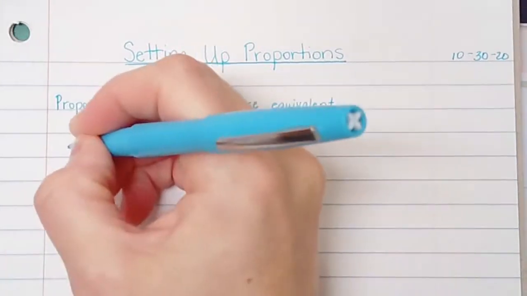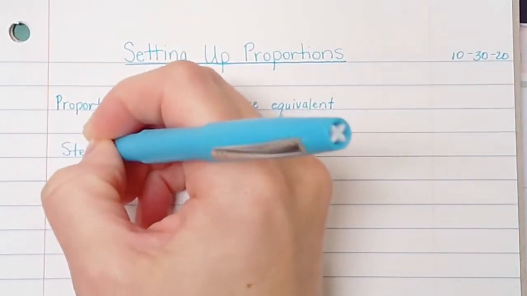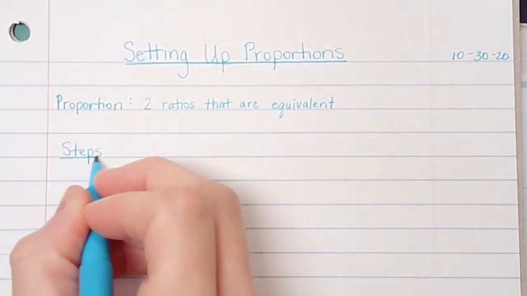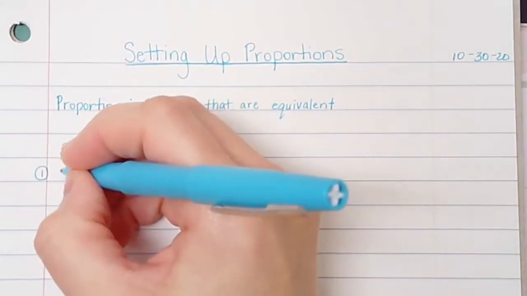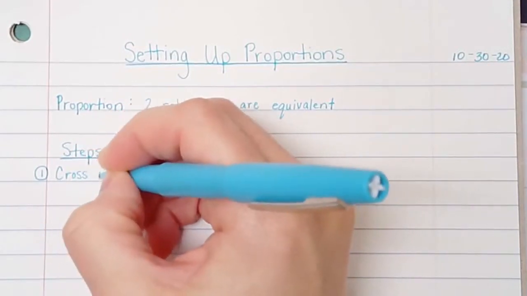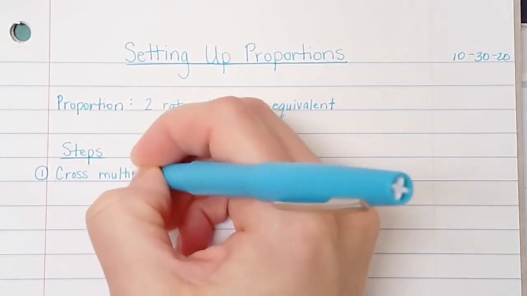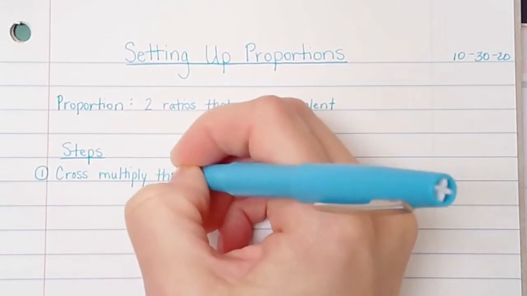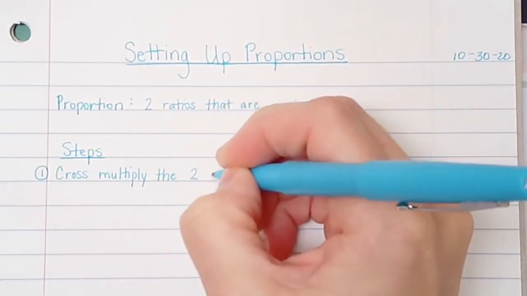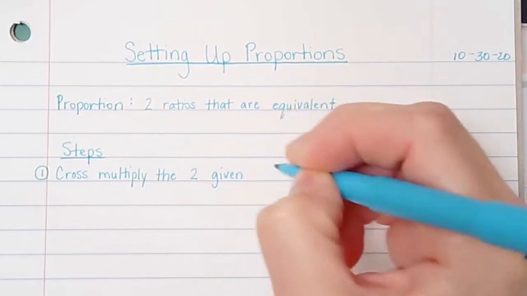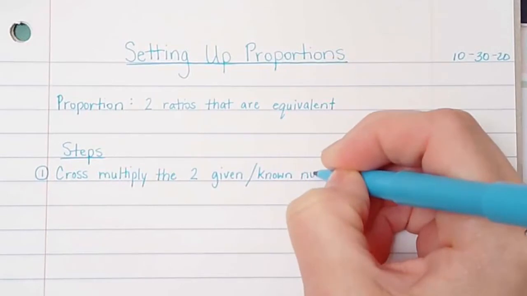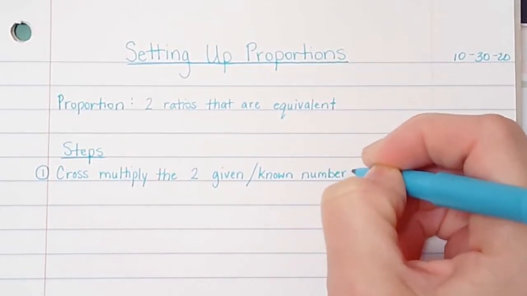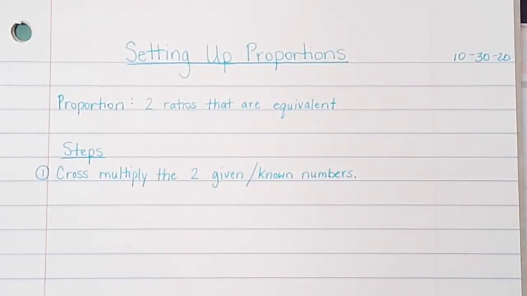So our steps are, first thing we're going to do is cross multiply the two given/known numbers. Once again, these steps aren't going to make much sense to you at the moment because you haven't done any examples, but once you do some examples, these will make more sense, and I'll come back and reference them so you can understand what to do.